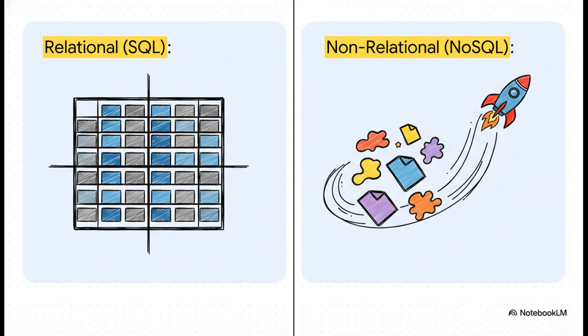This is awesome for data that's predictable. Then you have non-relational, or NoSQL. This is all about flexibility. Data is stored more like a big JSON object, which is fantastic when your data is a bit wild, you need to scale like crazy, or you just want to move really, really fast.